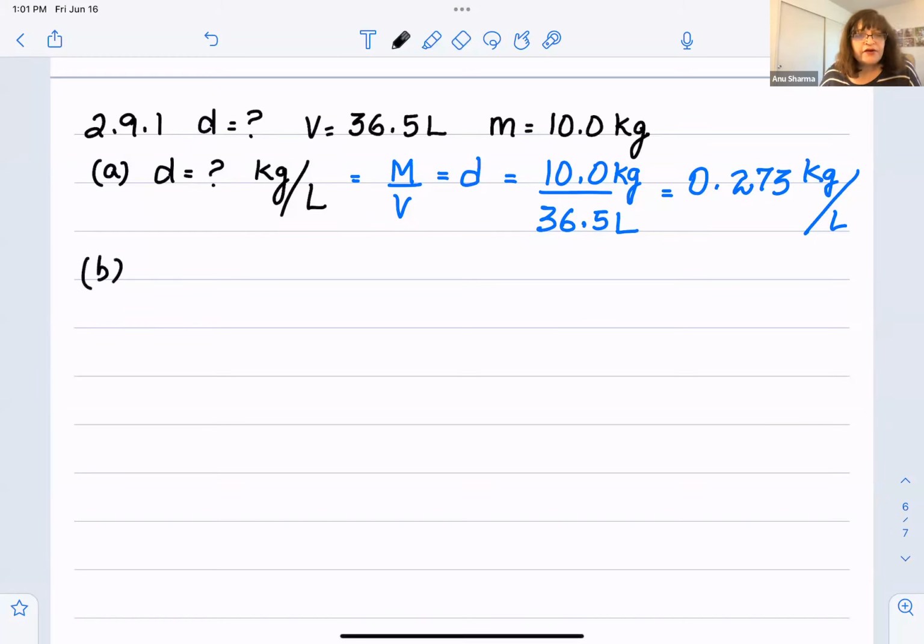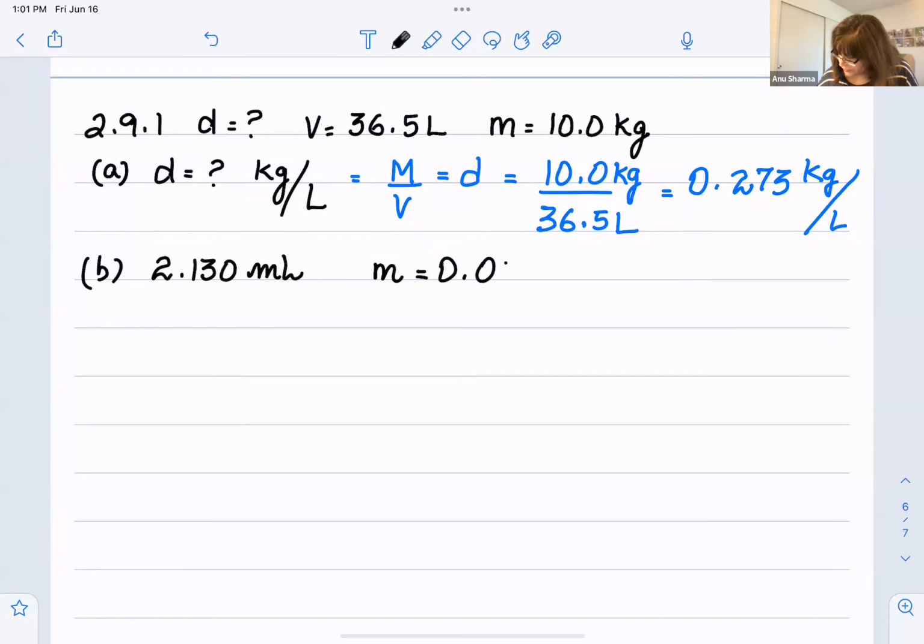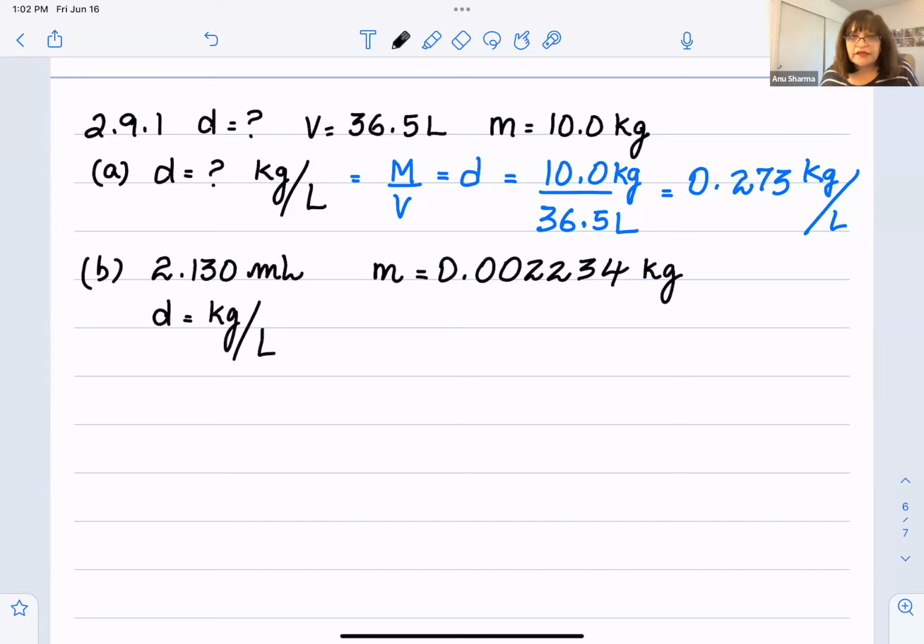Part B. Here we are given a 2.130 milliliter sample of acetic acid with a mass of 0.002234 kilograms. The question is asking, what is the density? Find the density in kilograms per liter.